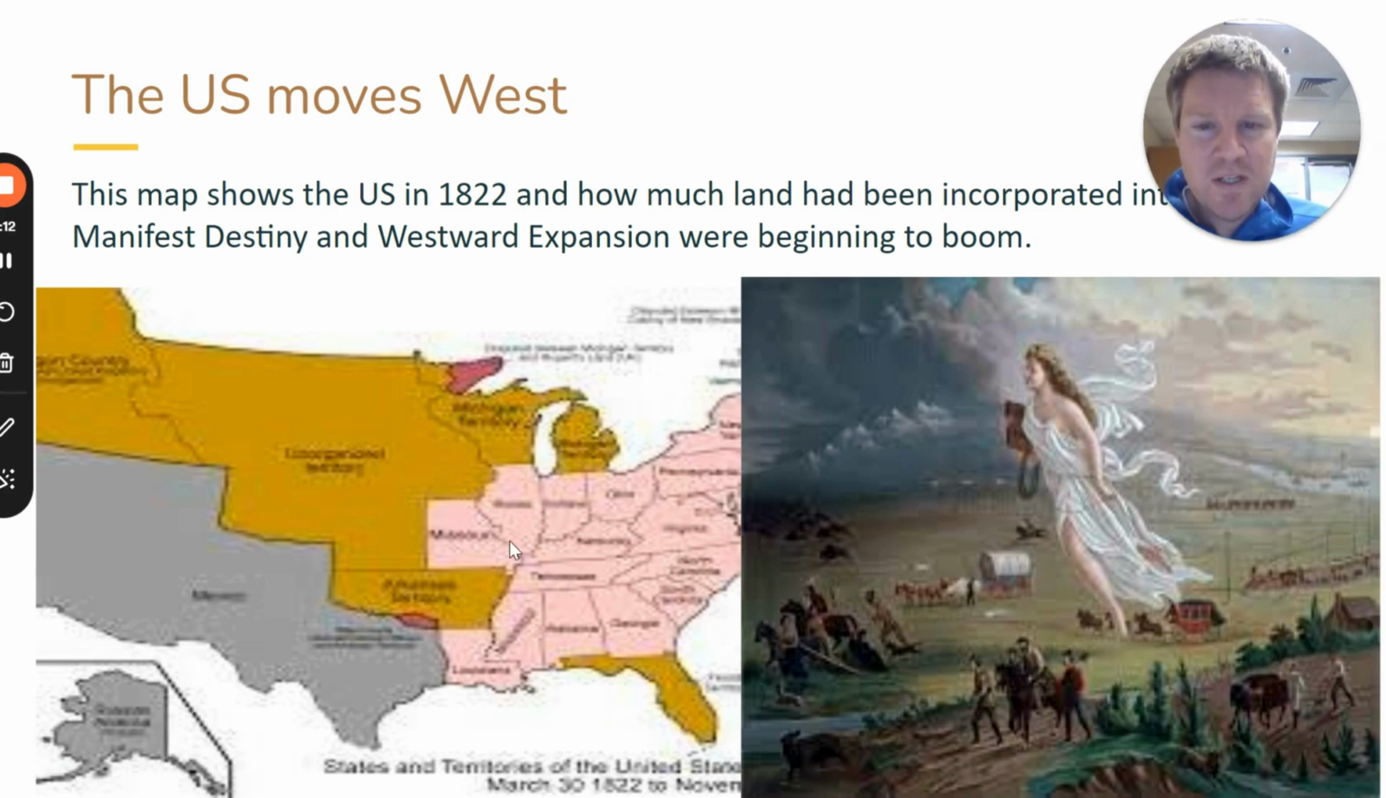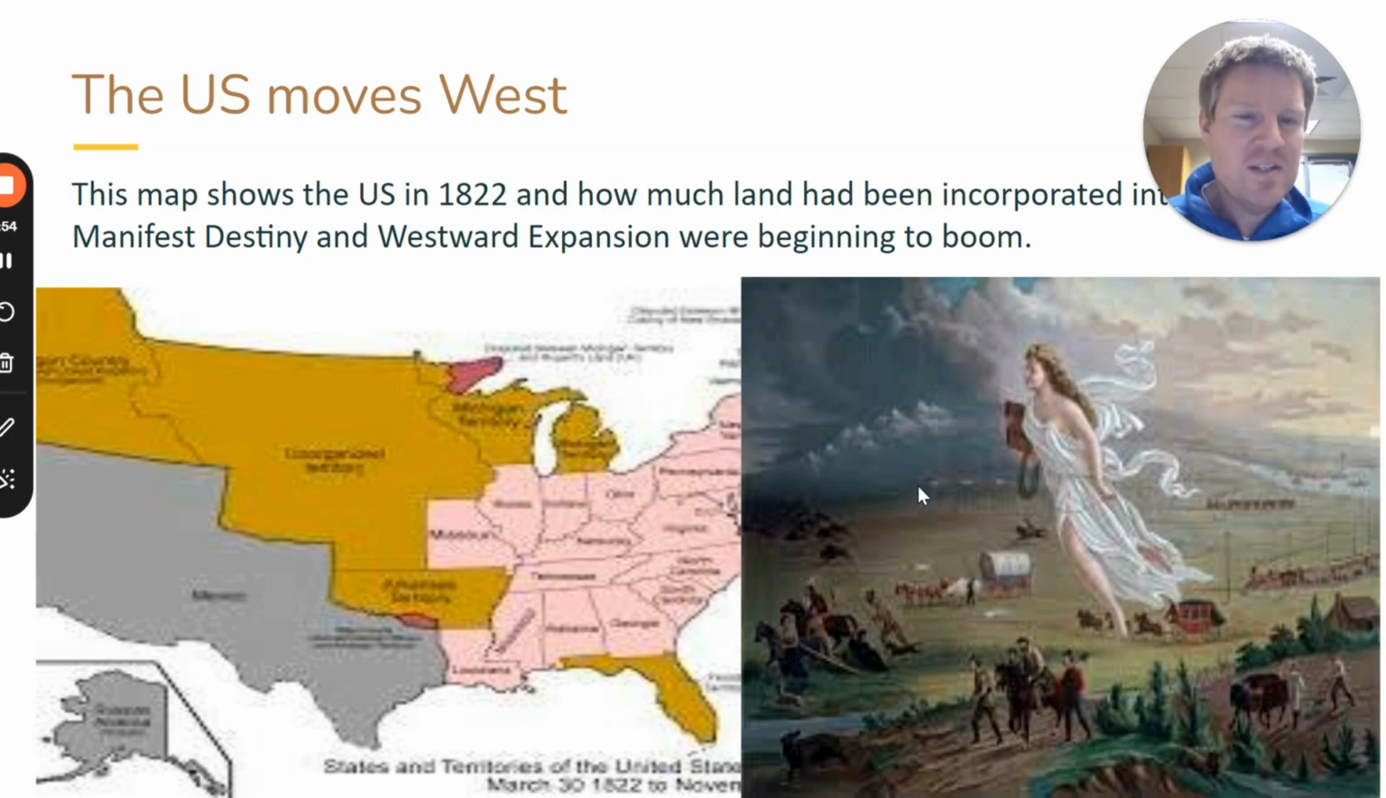Everything in pink or peach is the states in the U.S. in 1822, and then the orange area, like Florida, Michigan, Wisconsin, Oklahoma, all of the Louisiana Purchase, are in orange. They're not incorporated into the states yet. They are just territories. And everything that the U.S. later takes from Mexico is still in gray. So Texas, part of Oklahoma, Arizona, New Mexico, California, Utah, Nevada, part of Colorado. All these places aren't even on our map yet. They're not states or territories.